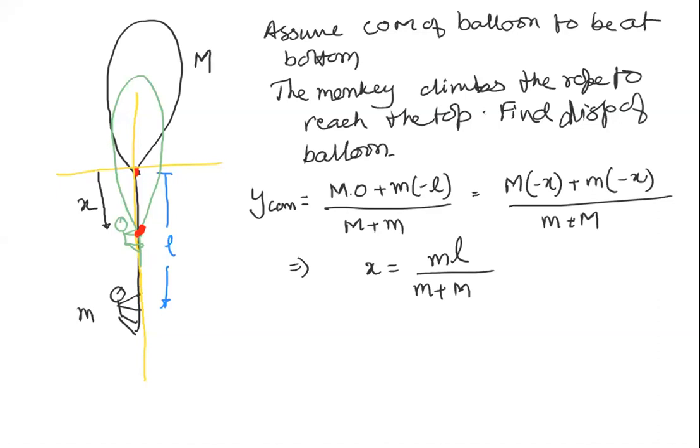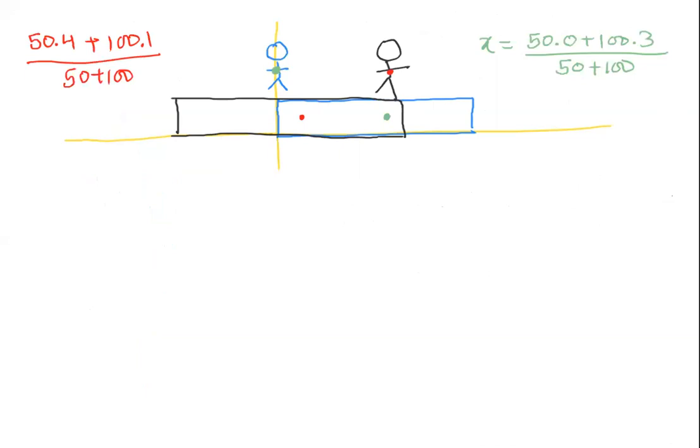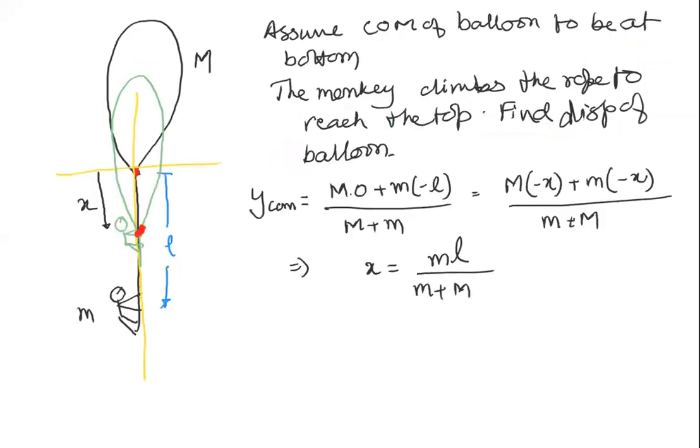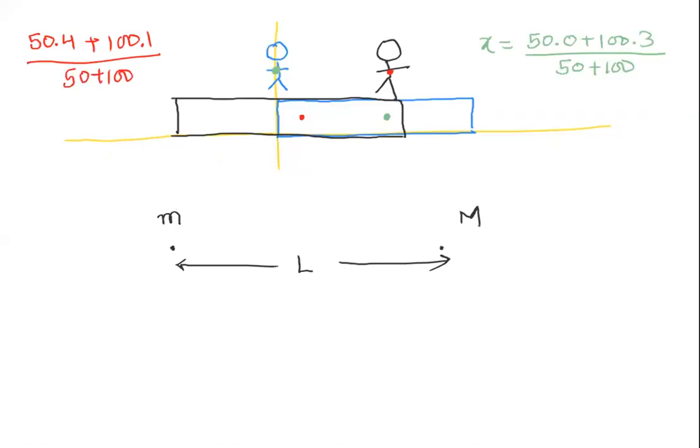Pattern ye hai ki agar mere paas two masses M and m separated by a distance of L. YCM is constant because the net force is zero. Summation of force is equal to zero. Buoyancy force upwards, gravitational force downwards is equal to zero. Net external force must be zero, not the individual forces.